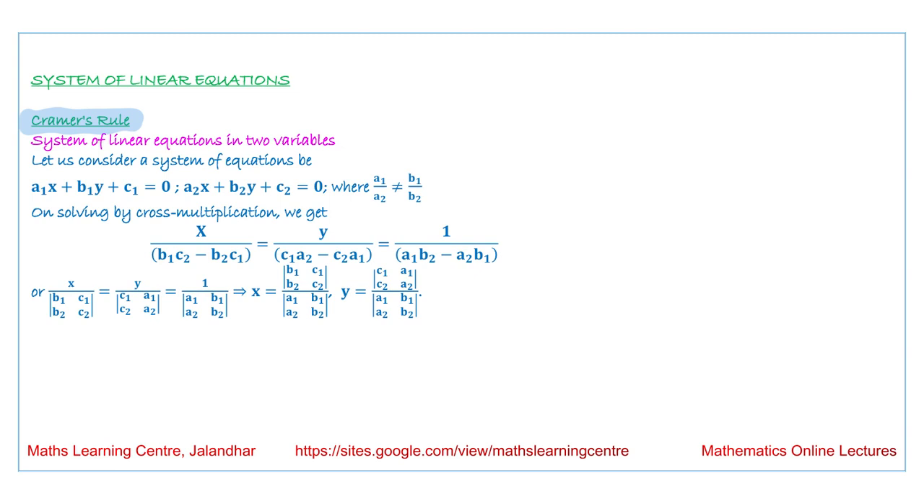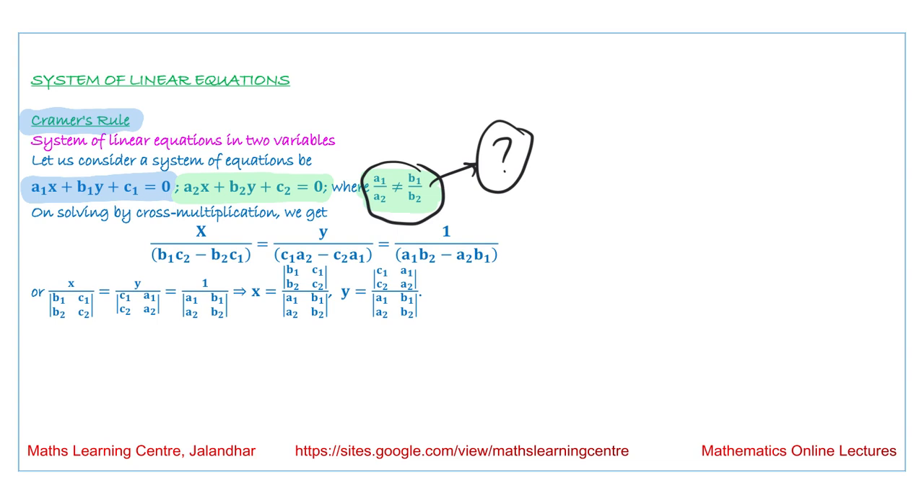So consider that we are given a system of linear equations. The first equation is a1x plus b1y plus c1 is equal to 0, and the second equation is a2x plus b2y plus c2 is equal to 0. Here x and y are unknown, and a1, b1, c1, a2, b2, c2 are constants, and we have a1 over a2 is not equal to b1 over b2. We will see in our next slides why this condition is there.